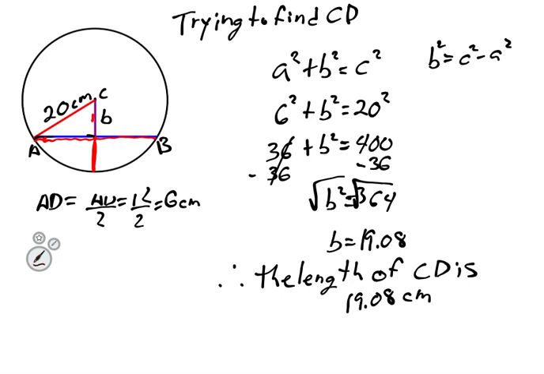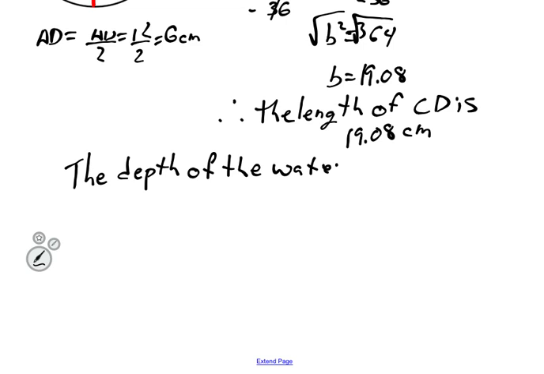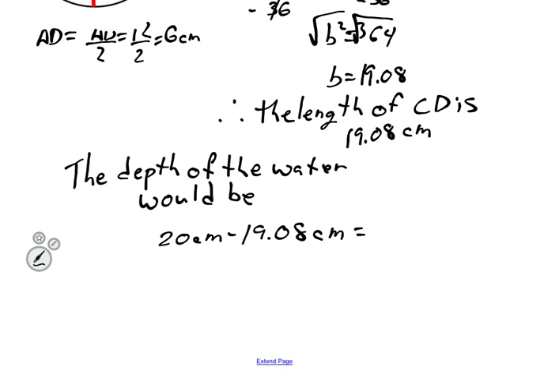So, therefore, slide down, yeah. There we are. So the depth of the water would be 20 centimeters minus 19.08 centimeters, which is equal to 0.92 centimeters. So less than 1 centimeter of water inside of that pipe.